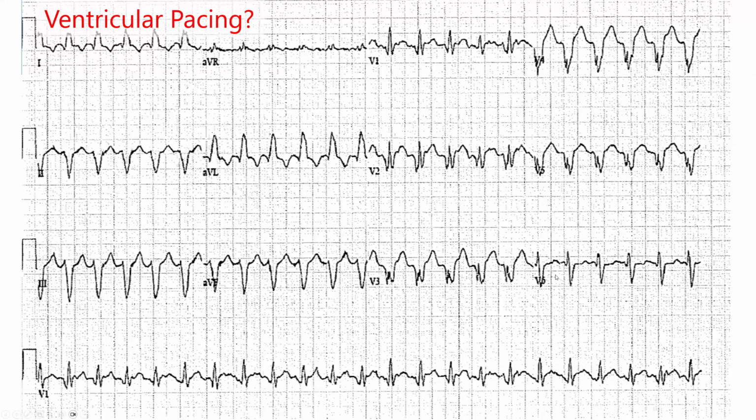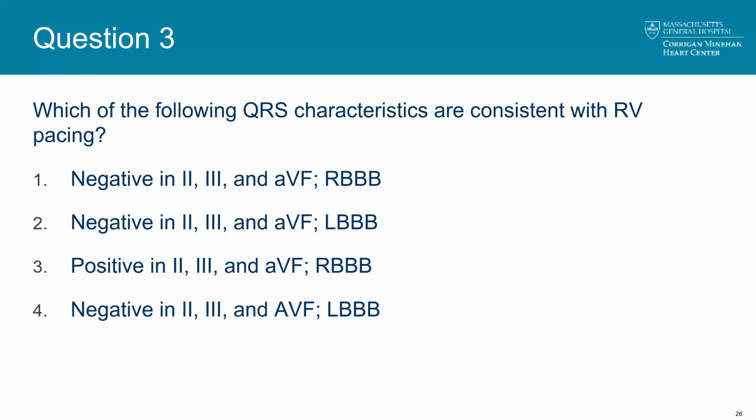So the question is, is this ventricular pacing? Well, then the next follow-up question would be, okay, if it is ventricular pacing, what are you expecting to see? And that leads us to the next question. Are you expecting to see negative QRS complexes in the inferior limb leads, or are you expecting to see a right bundle branch block or left bundle branch block? And in general, what you're expecting to see is a negative complex in 2, 3, and AVF, like I said, going from bottom to top, right?